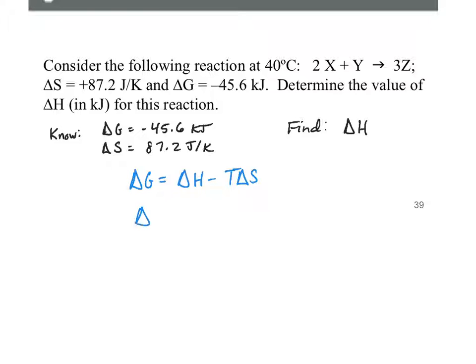And you should find that delta H is equal to minus 18300 joules, or minus 18.3 kilojoules. I'll let you work on that one on your own. Here's your answer. Let's look at a different one.